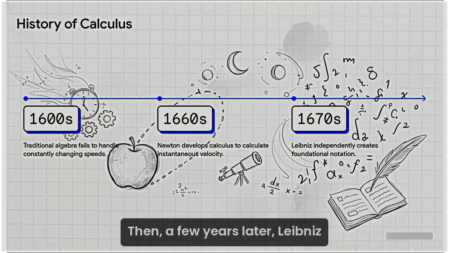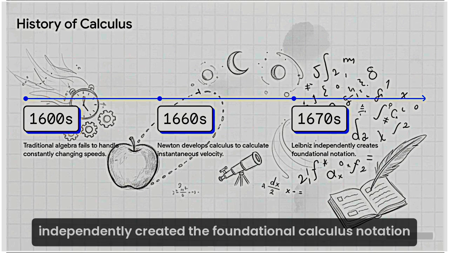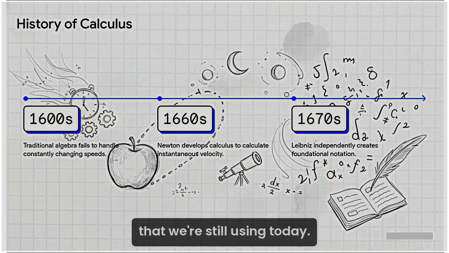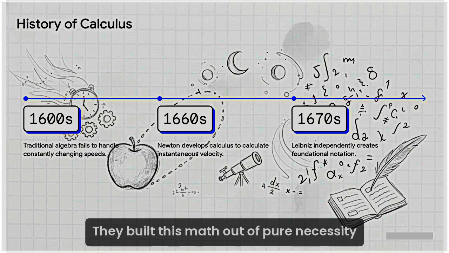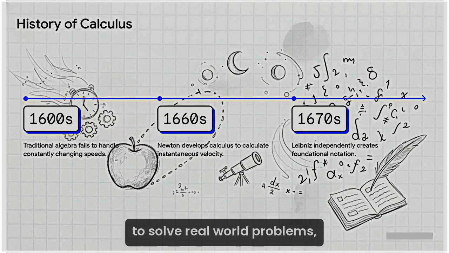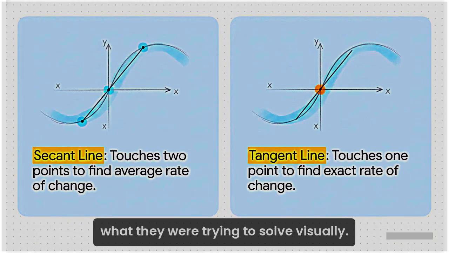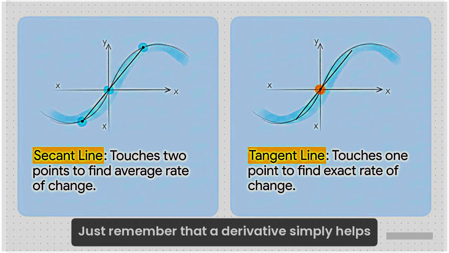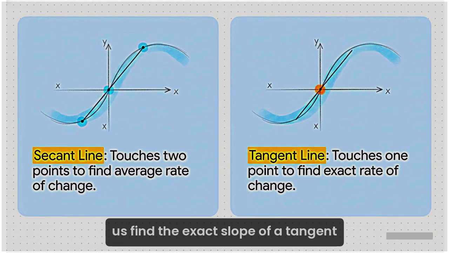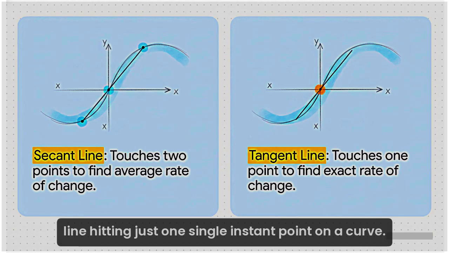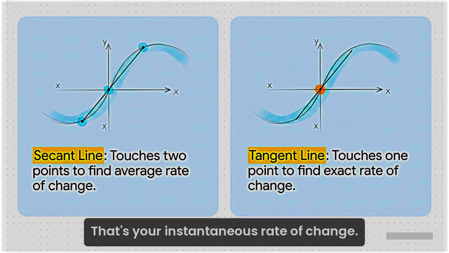Then, a few years later, Leibniz independently created the foundational calculus notation that we're still using today. They built this math out of pure necessity to solve real-world problems. And this perfectly illustrates what they were trying to solve. Visually, just remember that a derivative simply helps us find the exact slope of a tangent line hitting just one single instant point on a curve. That's your instantaneous rate of change.